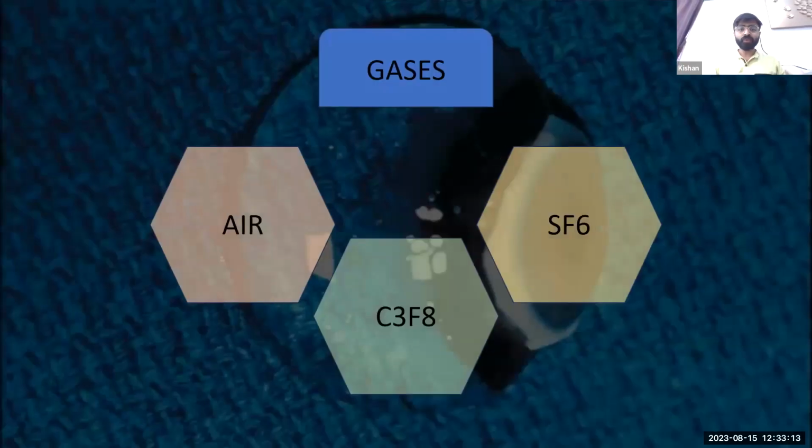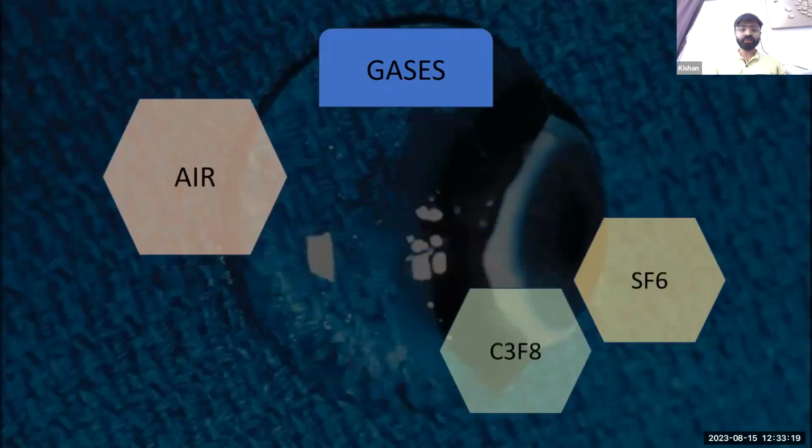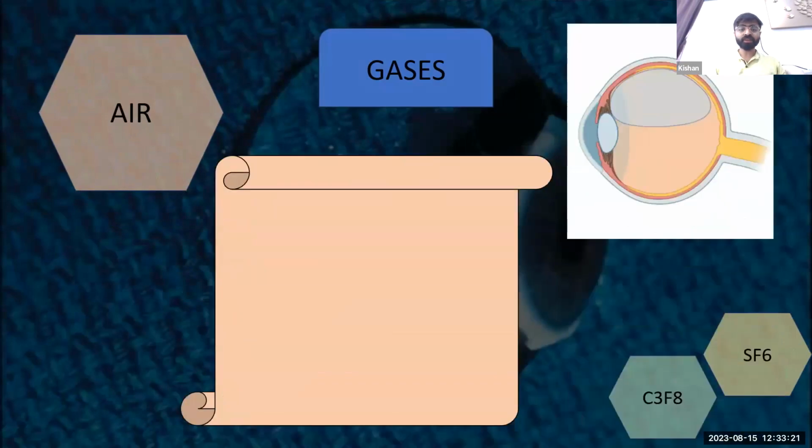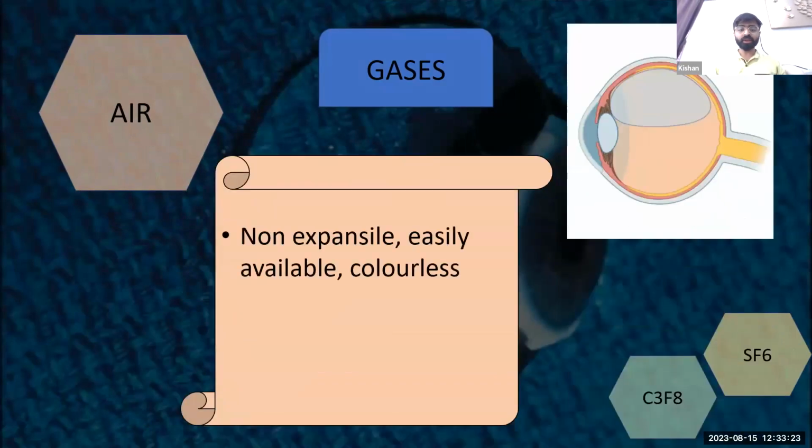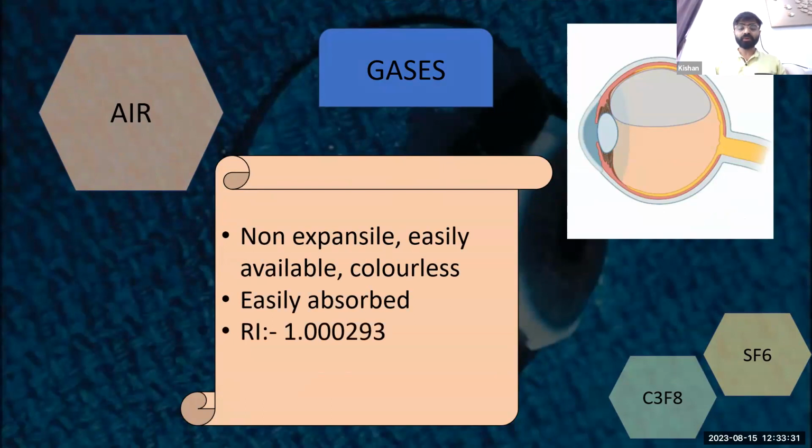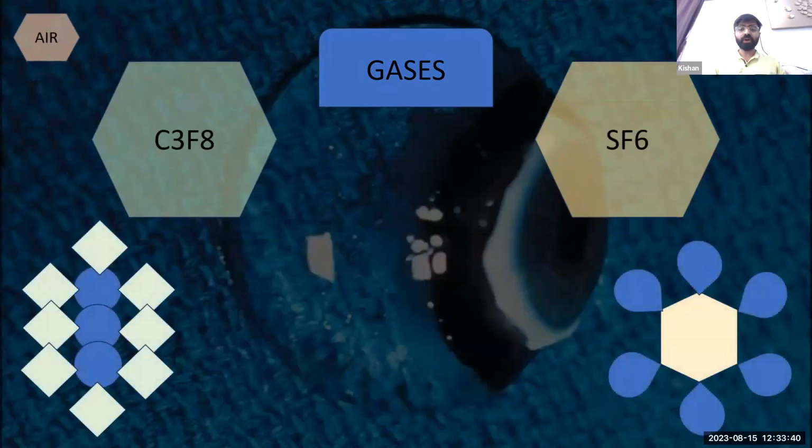Now we will move on to the gases. The three types of gases commonly used are air, C3F8, and SF6. Air is a non-expansile gas, easily available, colorless, and it is absorbed by the circulation. So it gives less tamponade to the retinal break or detachment. The refractive index is low, so there is poor optical function after injecting air. Now we will move on to C3F8 and SF6.